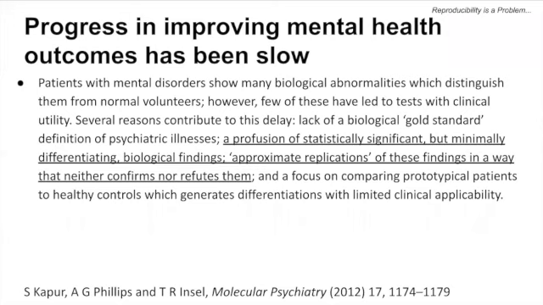And so that was really highlighted in a bit of words here that I liked from Tom Insel's group, which really talks about the profusion of statistically significant but minimally differentiating biological findings, i.e. lots of papers, but that these really only have approximate replications when you try to replicate things. And these replications that are attempted are done in ways that neither confirm nor refute those original findings.